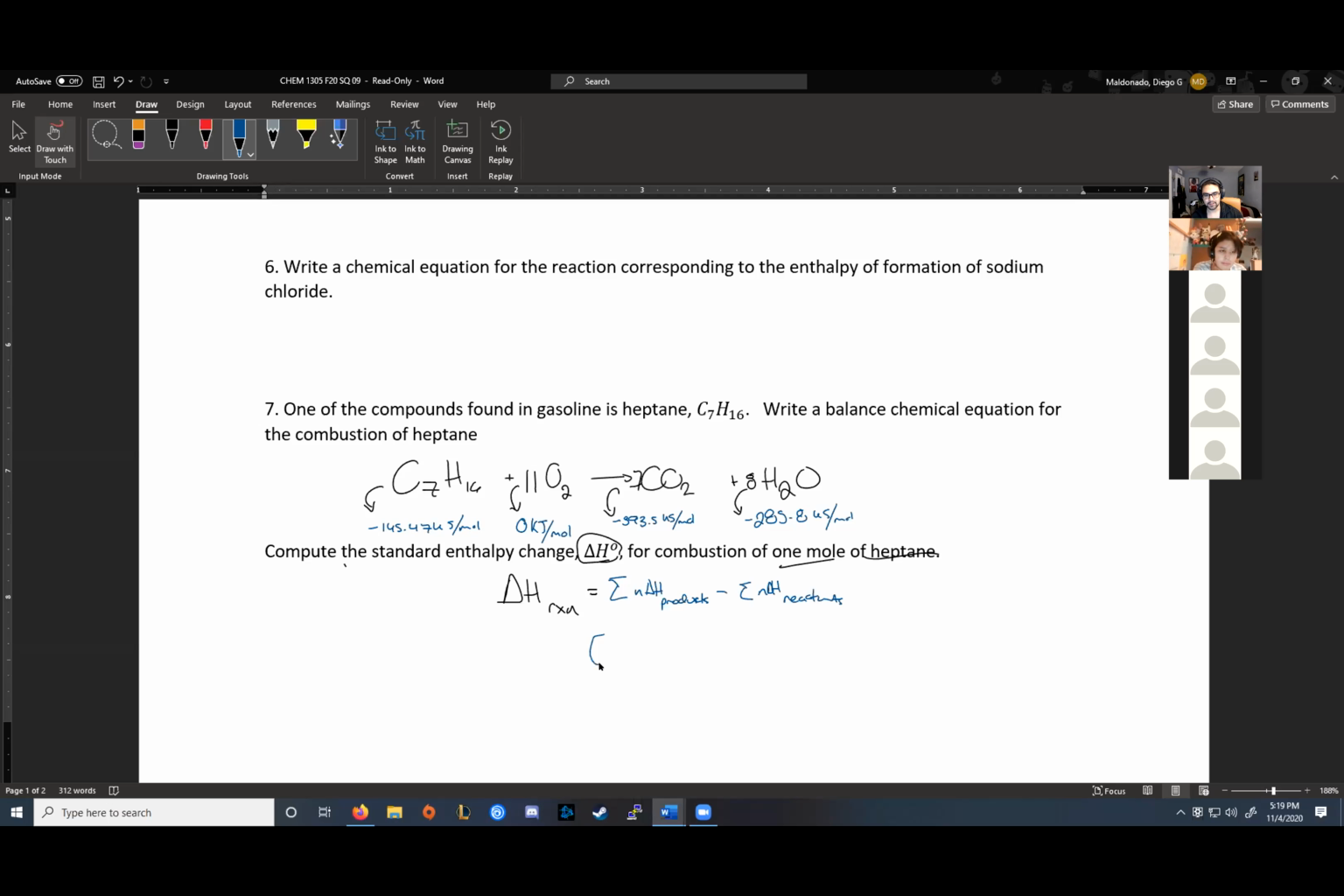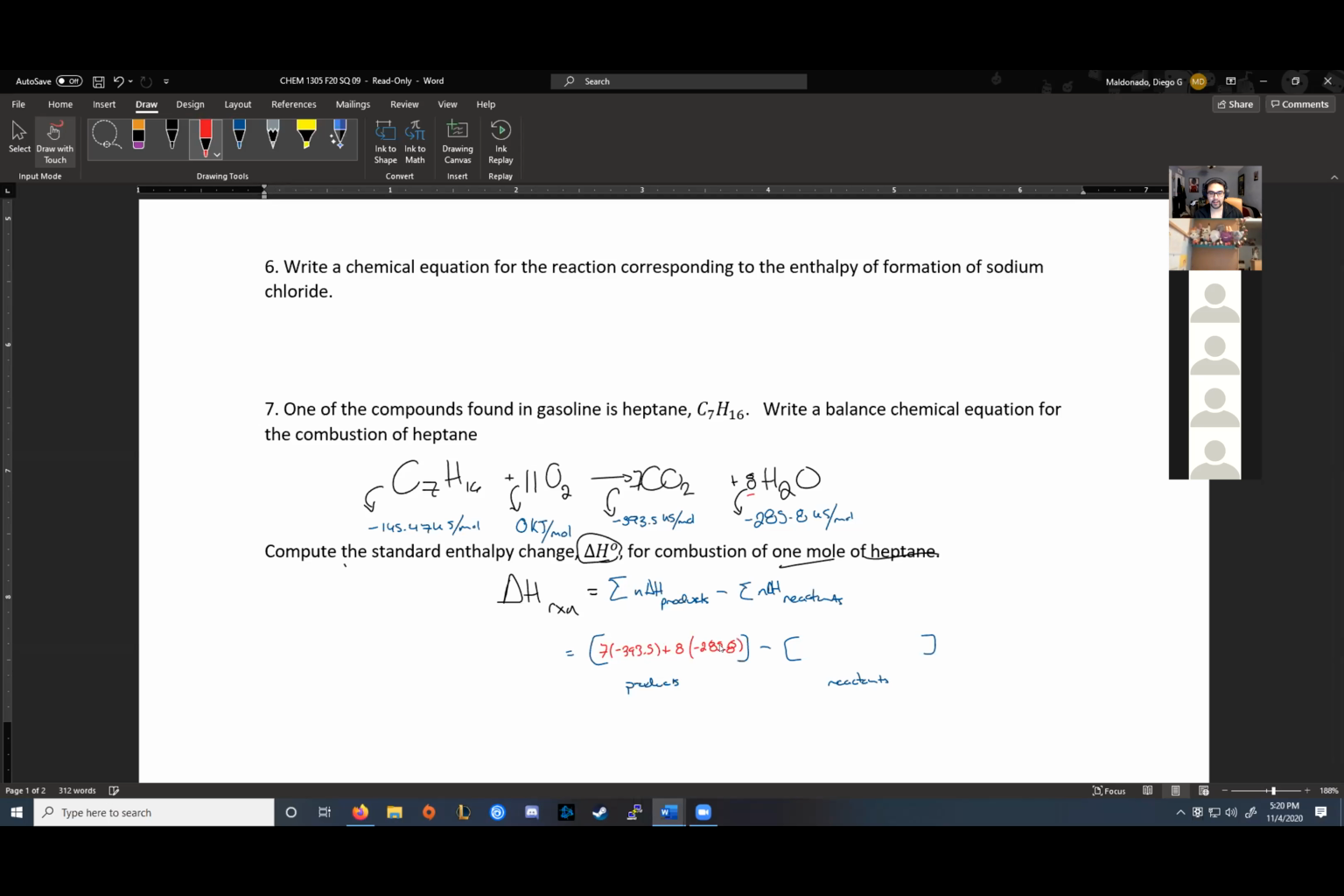So how am I going to set up my equation, first of all? Here are going to be my products, minus, and then over here I'll have my reactants. How do I set up my equation? Since carbon dioxide has 7 moles, you multiply 7 times -393.5 plus 8 times -285.8. Yes, don't forget you have your 8.